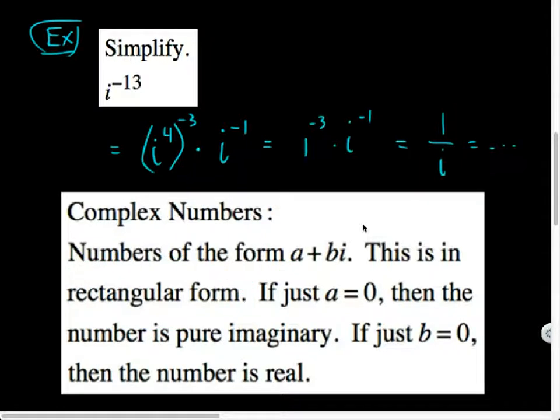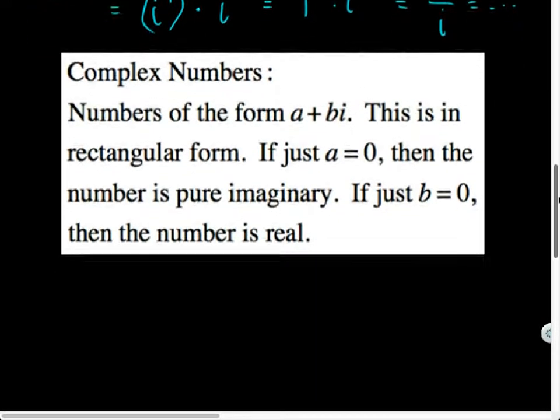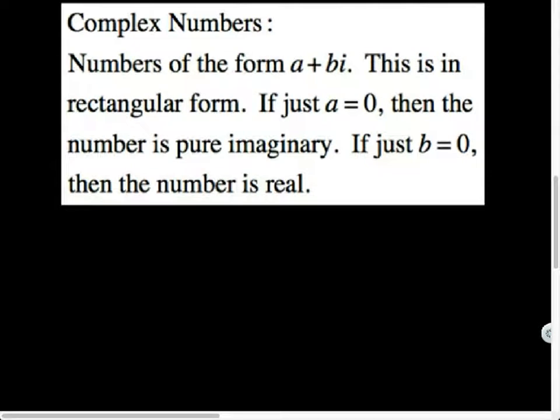What? Mind blown. So in the a plus bi form, if a is equal to 0, then all I'd have is a bi left over. That number would be referred to as pure imaginary. And if just the b is equal to 0, then I'd have a number that is just a, and that number would be referred to as real, because there's no imaginary portion to it. Right? Good stuff. So let's do a little bit of work simplifying some complex numbers.